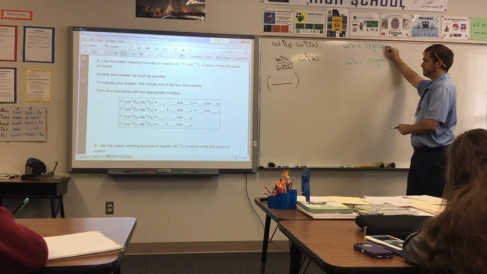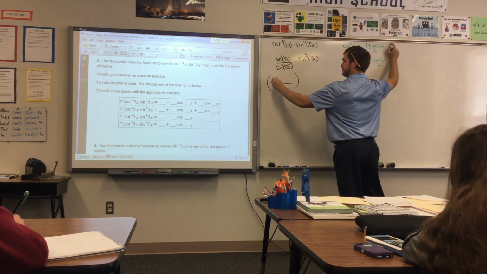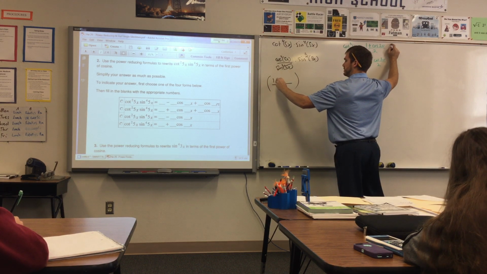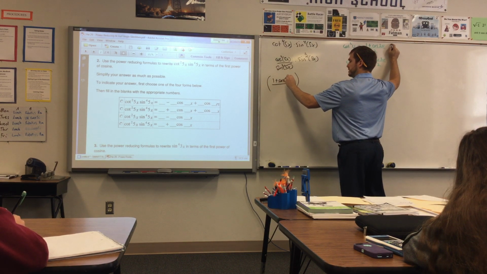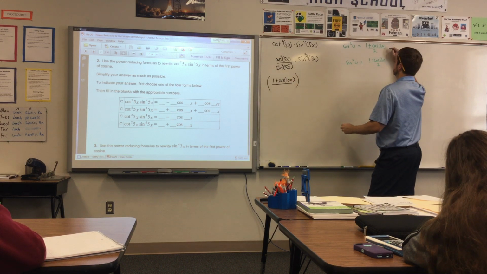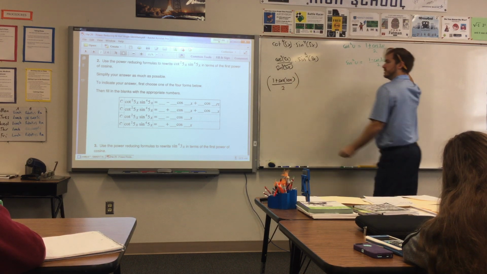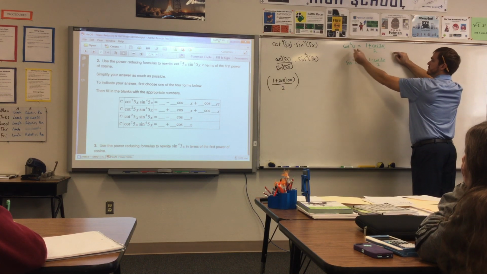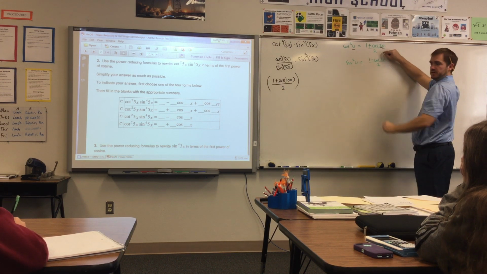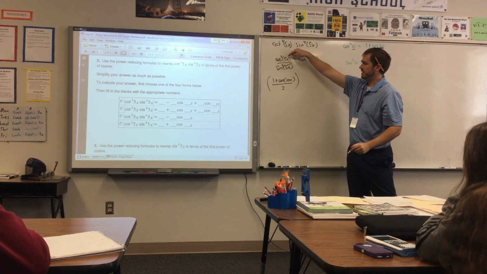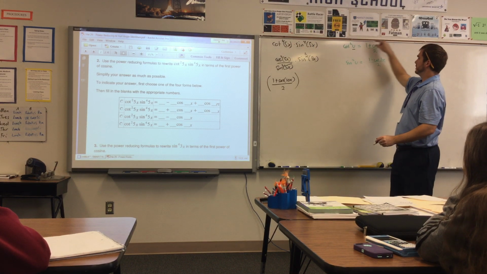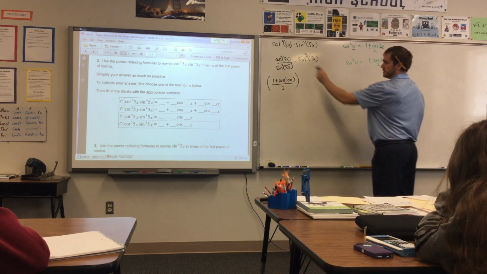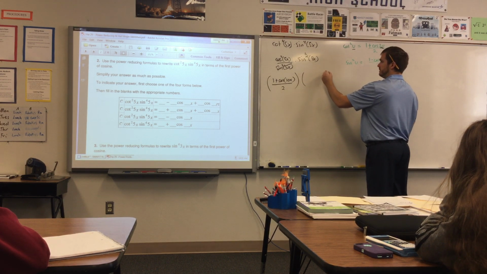Wait. 1 plus cosine, and then would it be 10x? Yes! Awesome. That's what I was hoping for. 10x, because the thing that's over here is 2 times the thing that's over there. Here we had 5x, so since I'm going over this, it's going to be 2 times 5x. That's the hardest part to get on these problems, in my opinion.